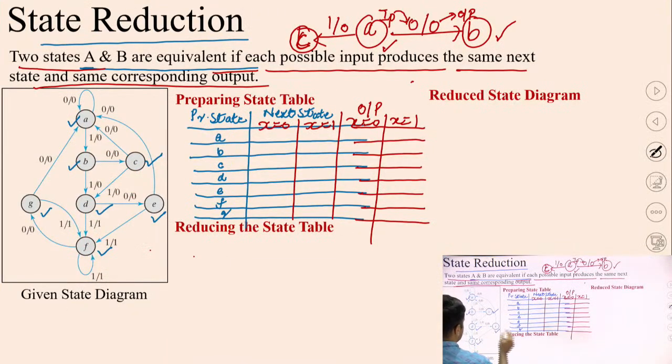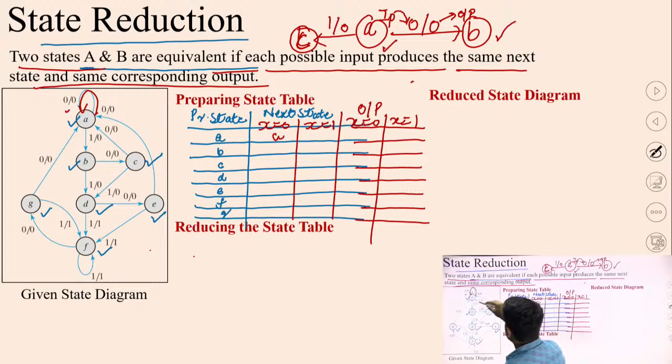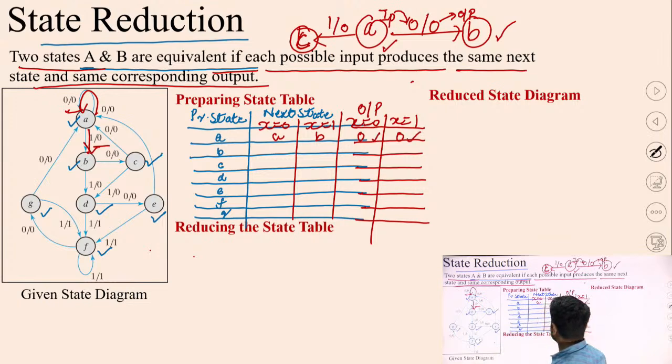So in A state, you can check here, if you are getting 0 input, you are re-entering state A. That means next state of A is A only when input is 0, and next state of A is B when input is 1, and in both the cases output is 0. Okay, 0/0, 1/0. That means in both the cases output is 0.